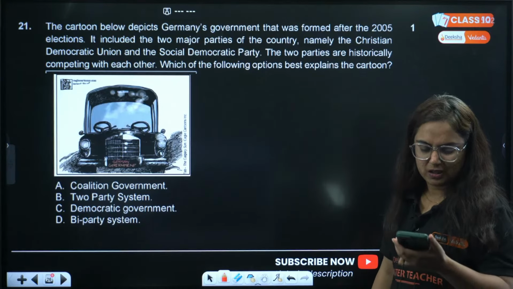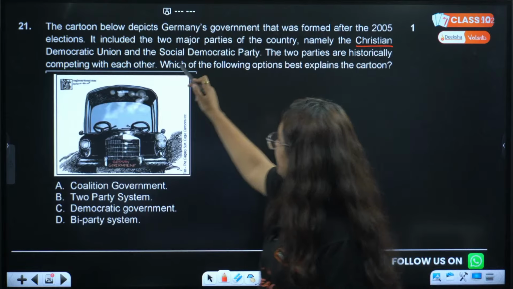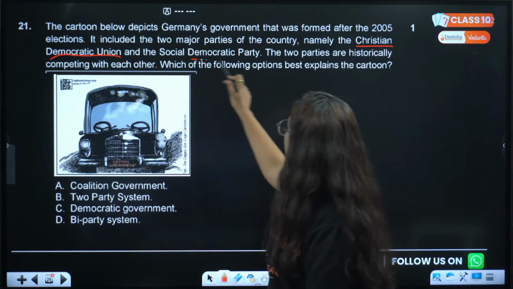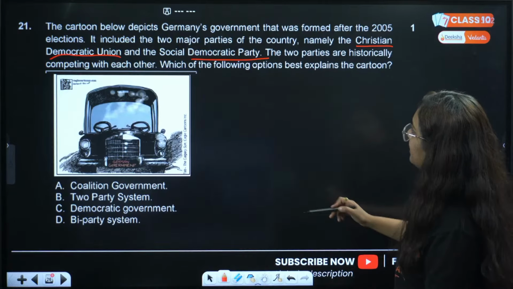No worries. Next question, that's 21. The cartoon below depicts Germany's government that was formed after the 2005 election. It included the two major parties of the country, namely the Christian Democratic Union and the Social Democratic Party. The two parties are historically competing with each other. Which of the following options best explains the cartoon?